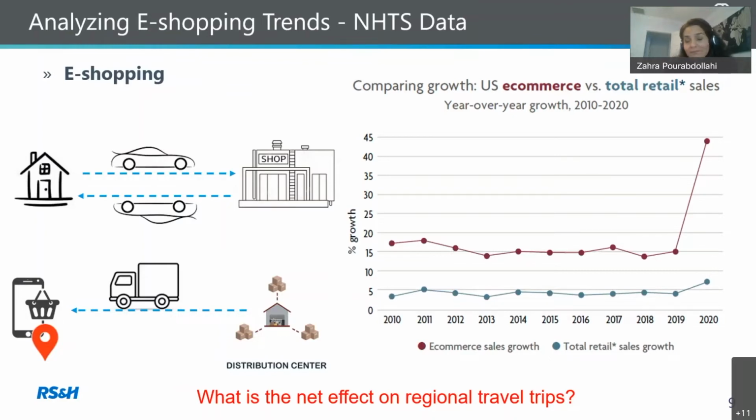And therefore, all these changes bring changes in the associated externalities with all these trips, like congestion problems, safety issues, or emission problems, which are more critical in residential areas. And this brings up an important question: what will be the net effect or net impact of these changes on the regional travel patterns, or for the planners?